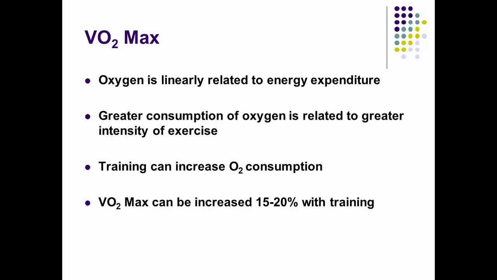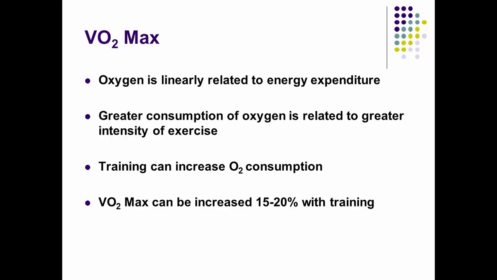So if this process requires oxygen, and we are able to consume more oxygen, that means we oxidize more fatty acids and increase energy expenditure. And greater consumption means greater intensity of exercise, right? It's also related to the intensity of exercise and ATP production.